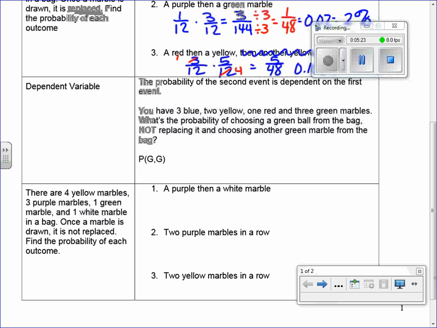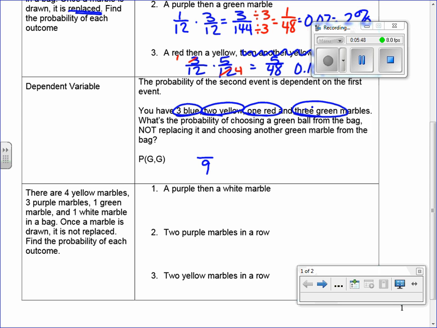Now we're going to talk about dependent probability of compound events. Basically the probability of the second event is dependent upon the first. So it says 3 blue, 2 yellow, 1 red, and 3 green marbles. So that's 3, 4, 5, 6, 7, 8, 9 marbles. I know I'm starting off with 9.